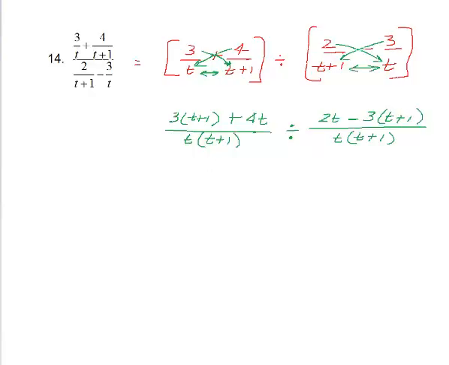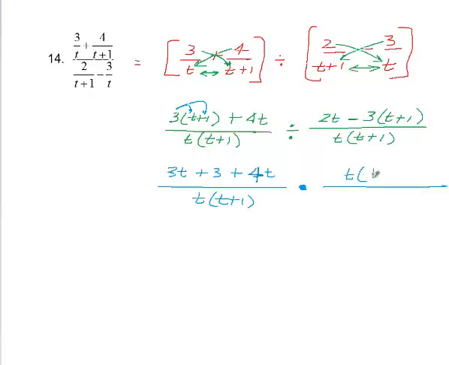Simplifying this, of course, we have to multiply the top here. We have to use the distributive property. Multiplying these, we get 3t plus 3 plus 4t, all over t outside of t plus 1. You can leave that factored. Now I'm going to flip, so I'm going to change the divide to multiply, and t plus 1 goes to the top.